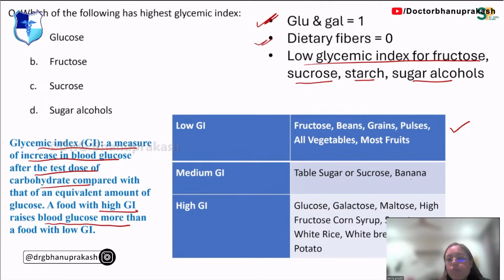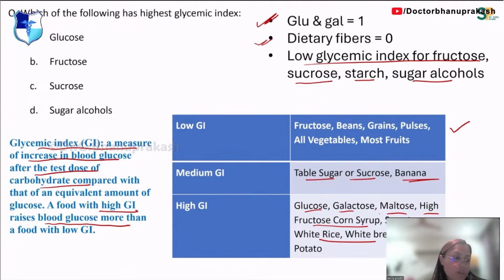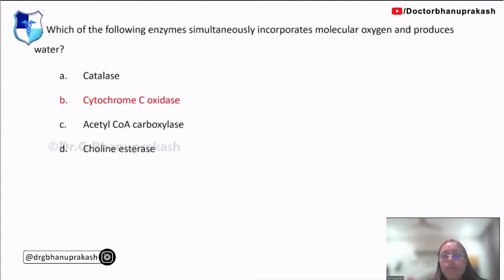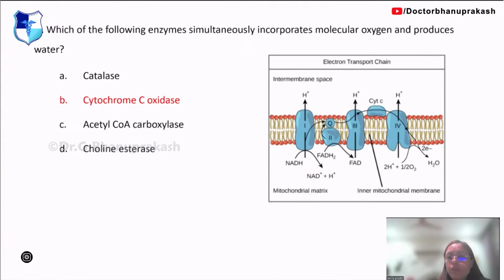Medium, so banana, we all know it's heavy, so it has medium GI. Table sugar or sucrose. High glycemic index: glucose, galactose, maltose, high fructose corn syrup, all the sweets, all the bakery items, all the white things, processed, white rice, white bread, potato. So with some common sense and just reading the topic once, you will be able to solve whatever question will come. So answer, yes, you are right. Answer is glucose.